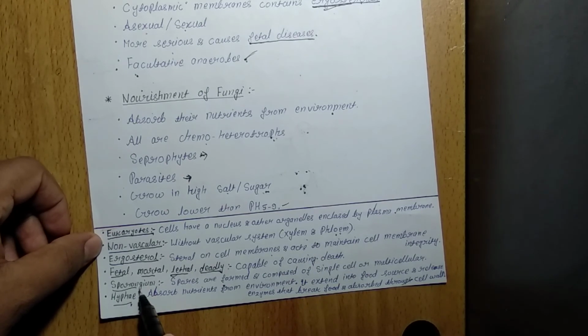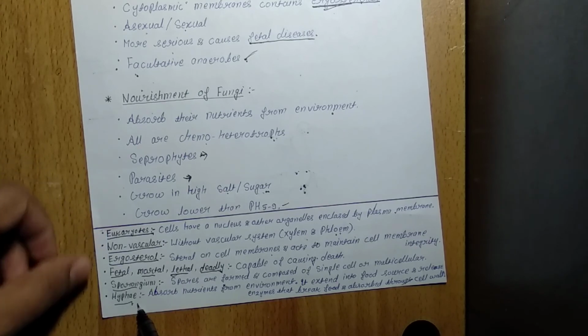This is the sporangium. Sporangium means where the spores are formed, and it is composed of a single cell or multicellular organism. Hyphae means hyphae absorb nutrients from the environment, extend into the food source and release enzymes. Those enzymes break down the food, and it is absorbed through the cell wall.